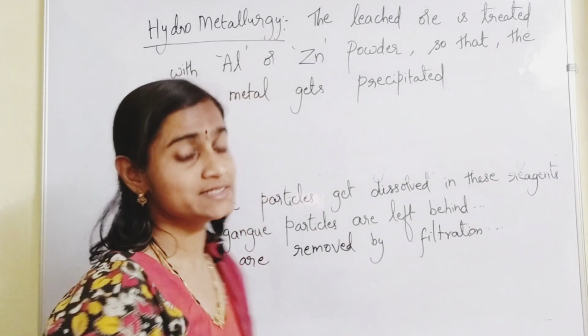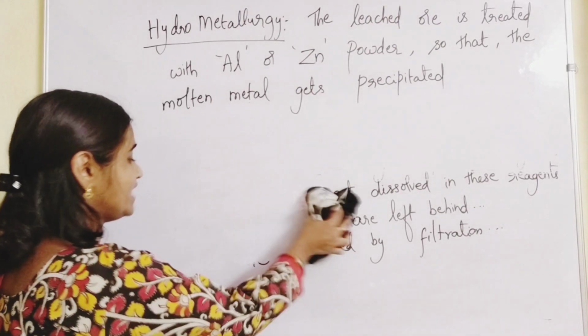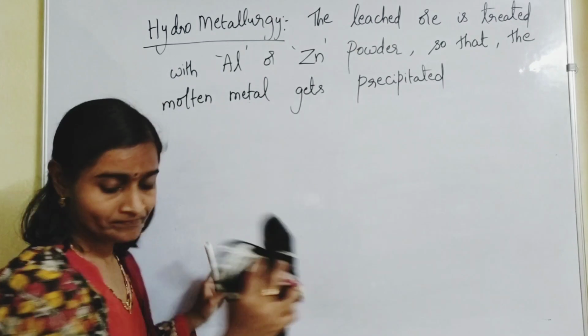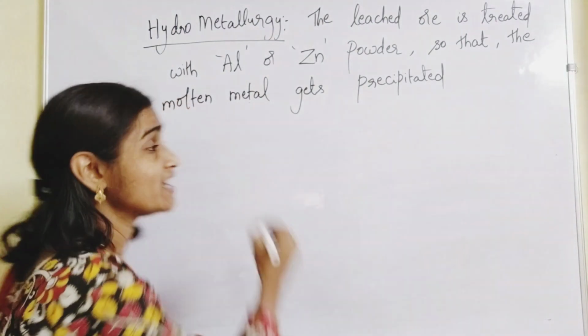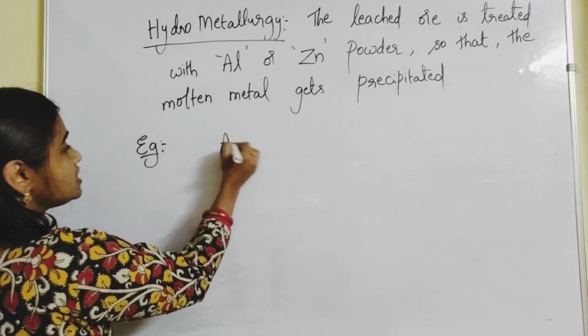So let us learn the example. See, both the methods together we will learn in the form of an example. Look at this example. Let us take the example of argentite, Ag2S.